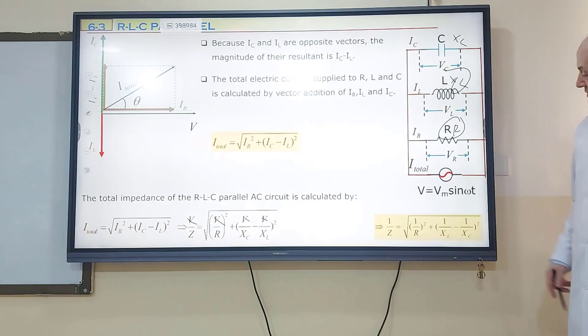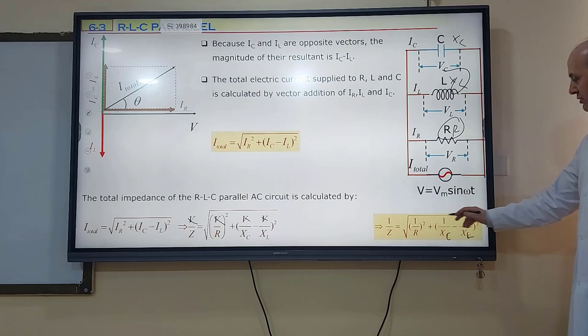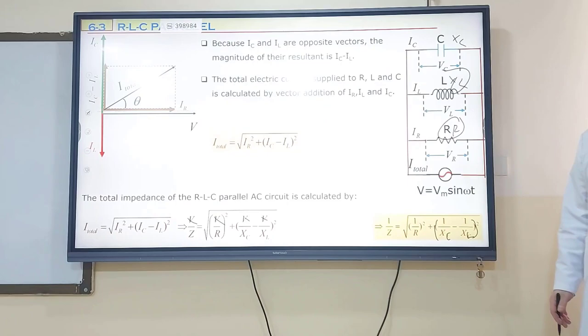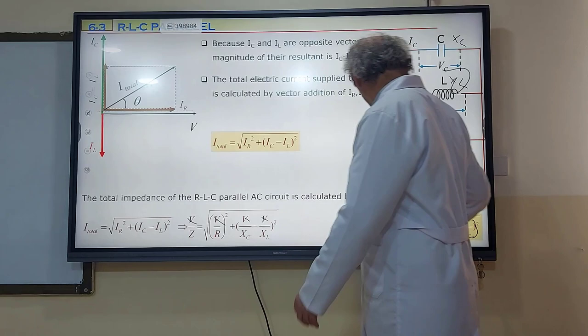1 over Z is equal to 1 over R squared plus 1 over XC minus XL, or XL minus XC, because it's squared, there's no big difference. So this is how we calculate total opposition, the total impedance of the circuit. If you add this one, you see it will work. It's squared, negative or positive, and the squared is always going to be the same number.